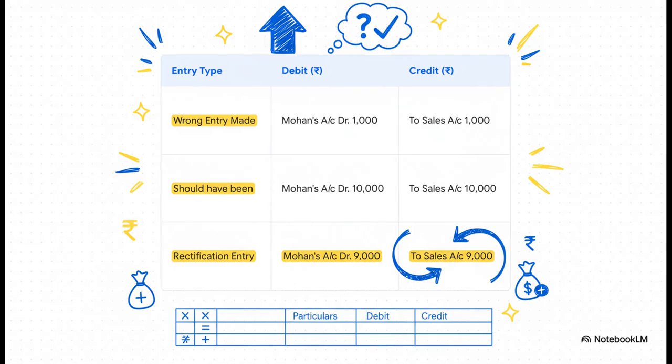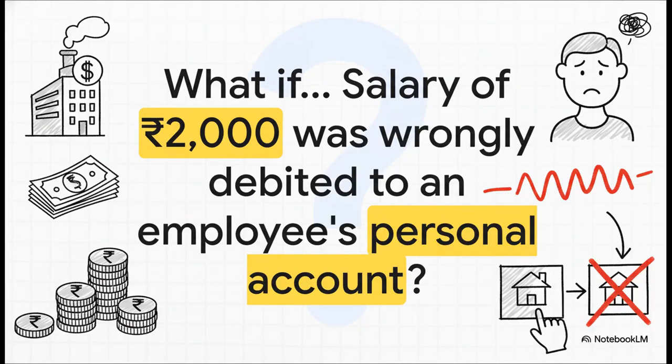And here's how we fix it. Just look at the table. You can see the wrong entry we made and what the correct entry should have been. The solution is actually quite simple. We just need to pass a new journal entry for the difference. We were short by 9,000 rupees, right? So we simply debit Mohan's account for 9,000 and credit the sales account for 9,000. That's it. Problem solved. Ready for another one?